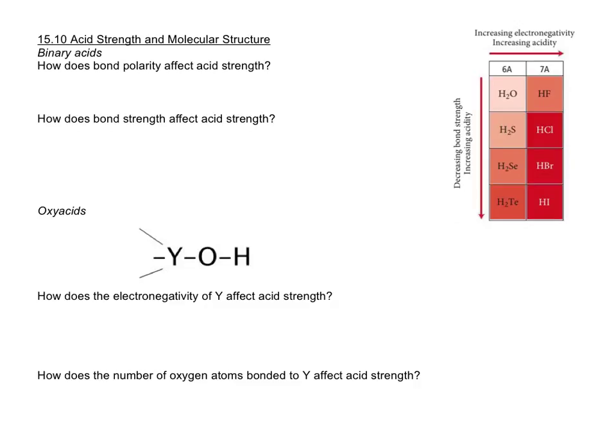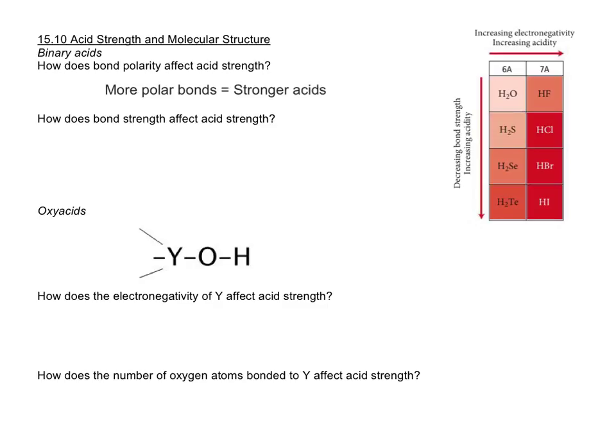And so there are 2 different kinds of acids we're going to talk about. The first is binary acids. So binary acids, you just have a hydrogen that is bonded to one other atom. So HF, HCl, HI, HBr, those are all examples of binary acids. Okay, so there are 2 things that factor into the acid strength. The first is the bond polarity. So the more polar a bond is, the more acidic it's going to be.